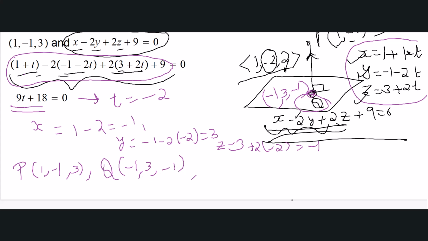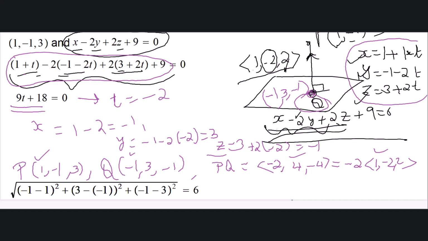We should notice that the vector PQ is negative 2, 4, and negative 4, and you can see that this equals negative 2 times 1, negative 2, 2. So these two vectors are parallel. And then the distance between P and Q will be the perpendicular distance. So you can simply use the distance formula between 2 points by the Pythagorean theorem. It turns out to be how much?